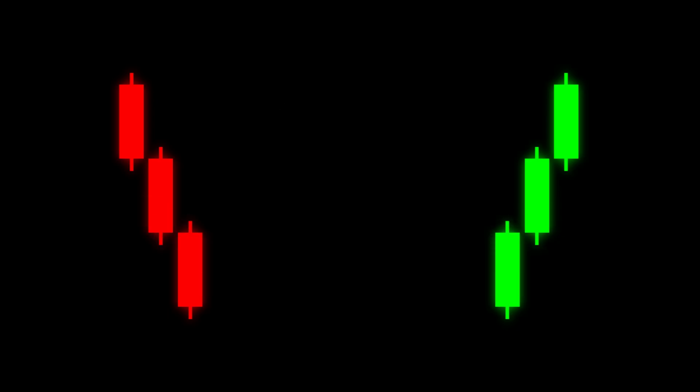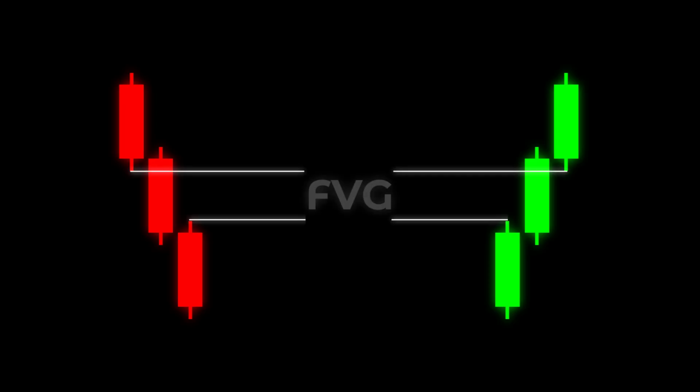After the 3 candles form, we also need a fair value gap, FVG, inside this 3-candle move, exactly like the one you see on the screen.